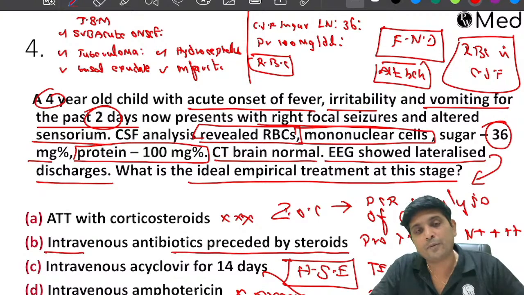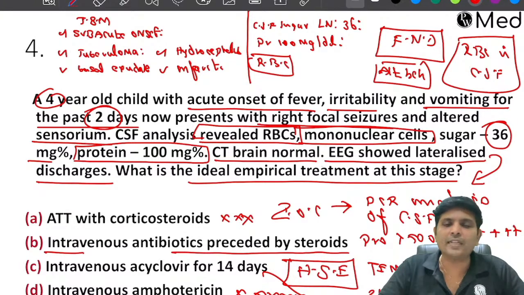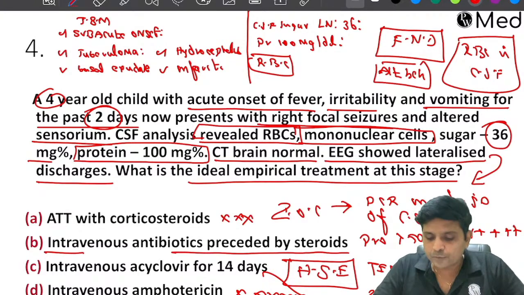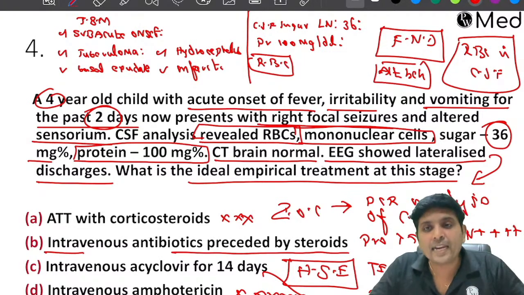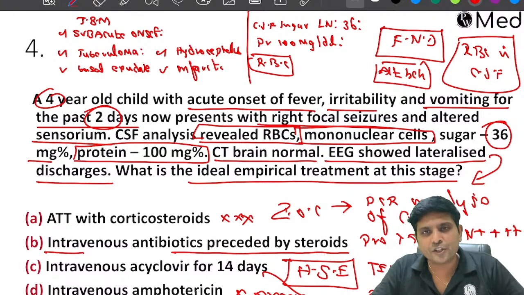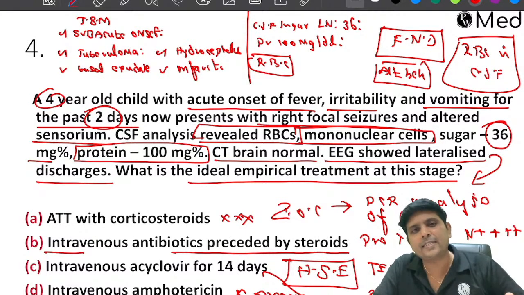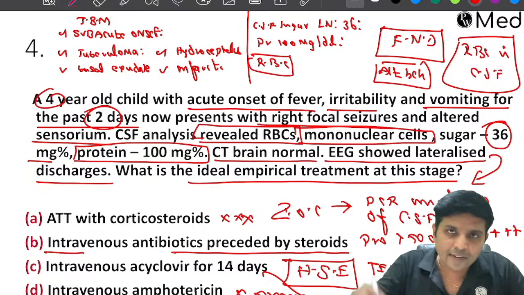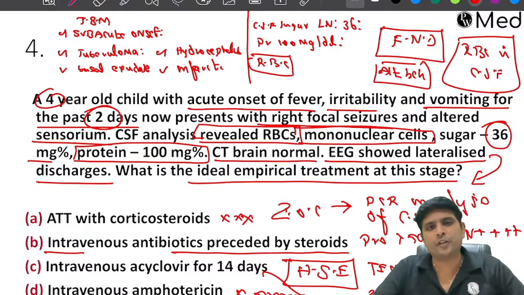We had discussed about tuberculous meningitis too in this scenario. As far as this question is concerned, answer is C. The clues are RBCs, lateralized discharges, mildly elevated protein, low normal sugar, lymphocytic predominance, focal seizure and periodic lateralized discharges. What will MRI reveal? MRI will reveal temporal lobe encephalitis.